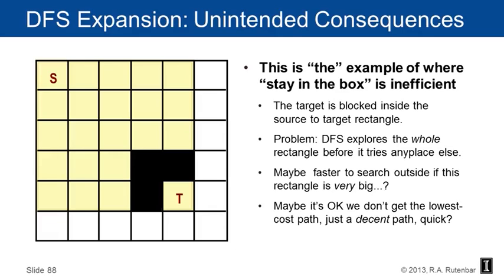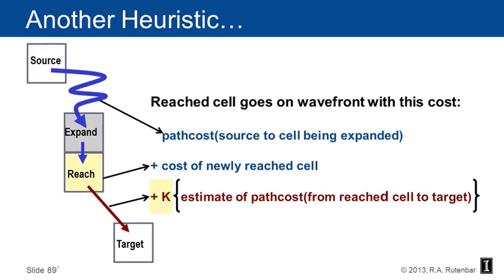Oh well, every interesting technical innovation sometimes has unintended consequences. It does still do the right thing. It tries to search generally toward the target before it goes off in other directions, and generally that's a very good thing. There are other heuristics that you can add that will actually even impact that behavior.